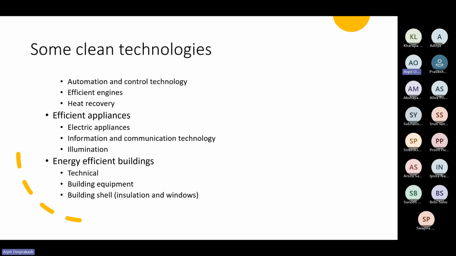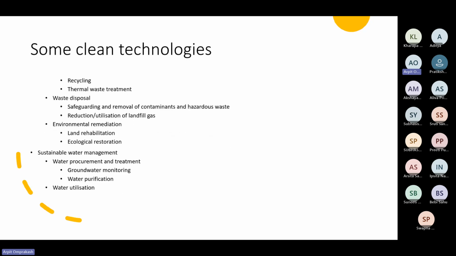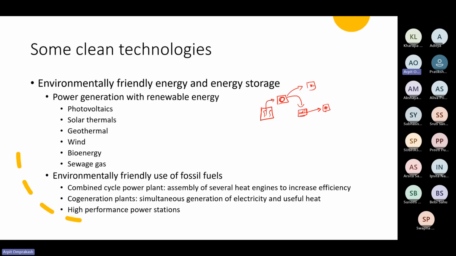Then energy efficiency, such as efficient production processes, efficient engines, recovery of heat, because generally when we are producing any kind of energy, such as light bulbs or electrical energy, we are generating a lot of heat. So recovery of that heat is also a theme where things are happening for clean technologies. Then we have efficient appliances and energy efficient buildings, such as technical equipment and building equipment, which are more environmentally friendly and reduce the energy usage. So yeah, these were some clean technologies and things where sustainable development is happening right now.